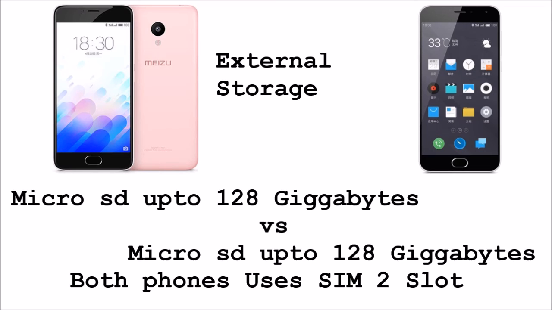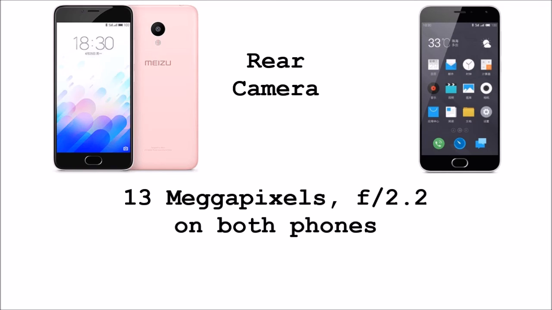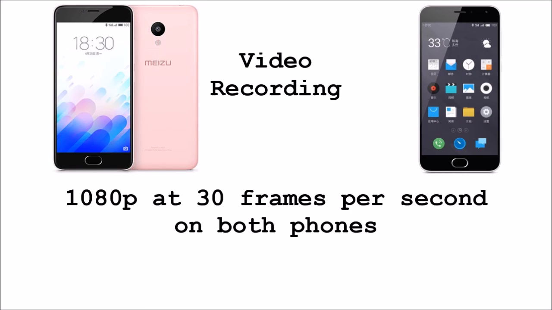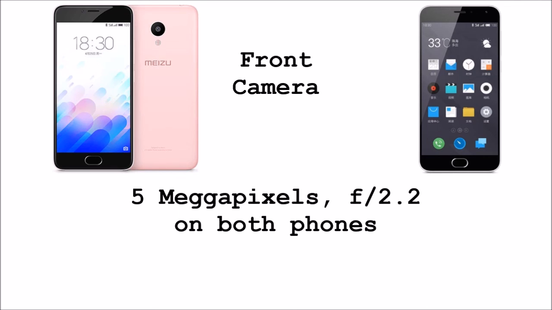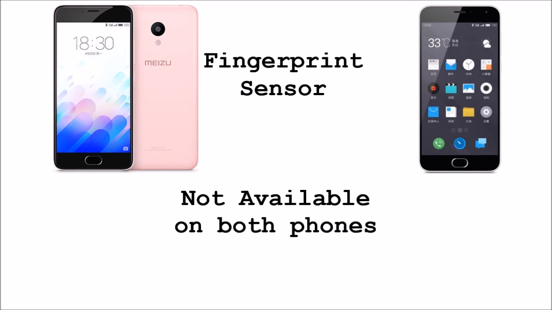Coming to the camera, there is no such huge difference in the cameras of both phones, as both phones got a 13 megapixel camera with aperture f2.2 and both phones can record 1080p videos at 30 frames per second. As for the front camera, both handsets got a 5 megapixel camera with aperture f2.0, but you're gonna enjoy that updated UI on the Meizu M3. Coming to the fingerprint sensor, both handsets do not have any fingerprint sensor.